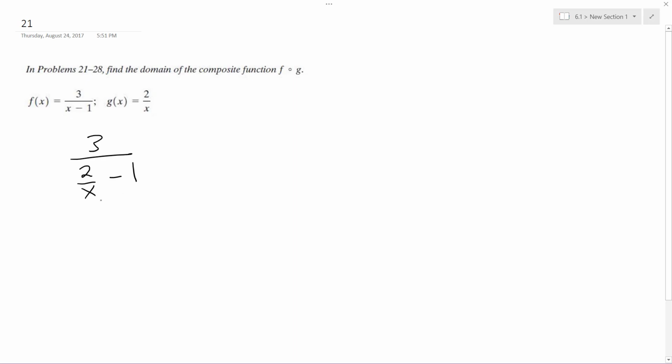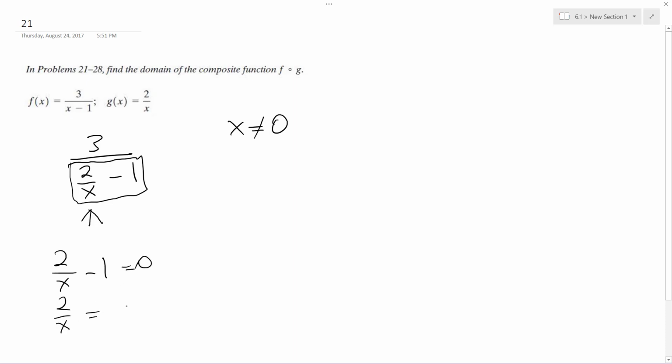Sorry about that. So in this instance, you cannot have 0 in the denominator here, so x cannot equal 0, and then you cannot have 0 in this total portion here of the denominator. So 2 over x minus 1 equals 0, so 2 over x equals 1, and then x cannot equal 2, because you multiply by x here and x equals 2 to get 0. So x cannot equal 0 and x cannot equal 2. That's it.